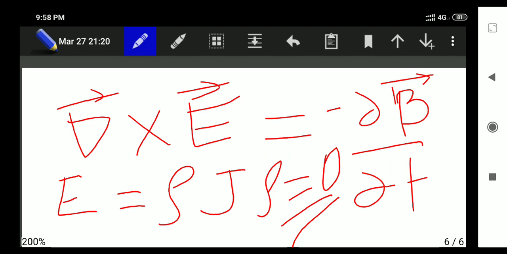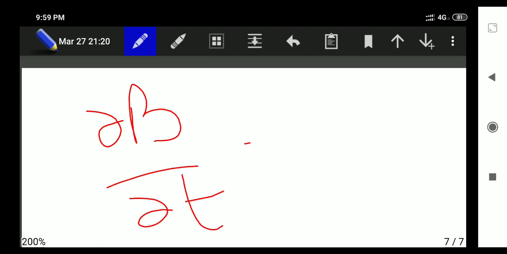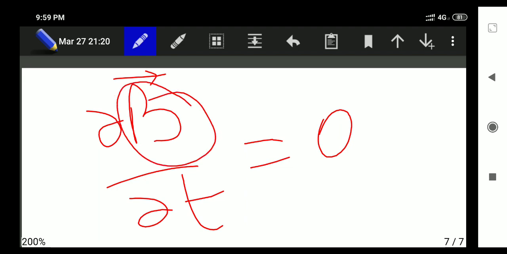If the electric field is 0, then what about Maxwell's third equation? E becomes 0, so del B del T is equal to 0. That means the rate of change of magnetic field B is 0. So B is either 0 or a constant quantity. The magnetic field, or magnetic flux, cannot change with time. This is interesting.